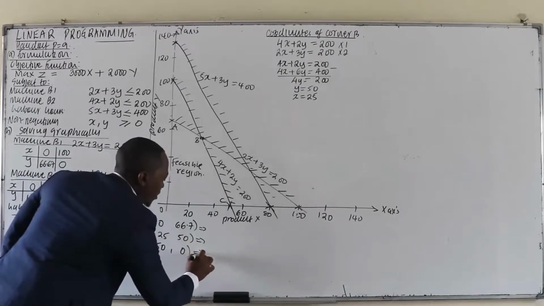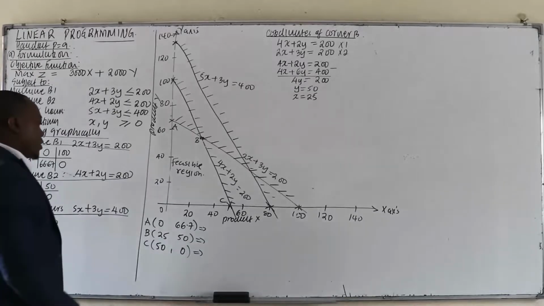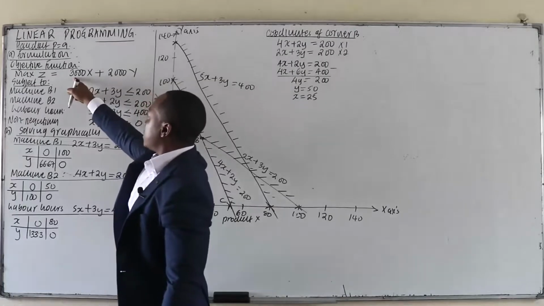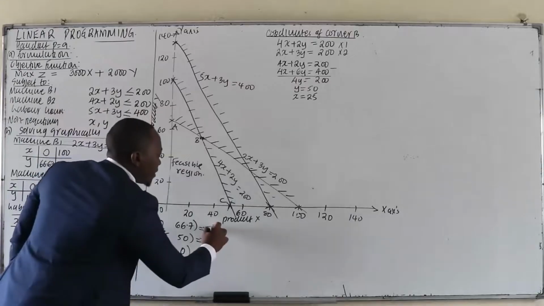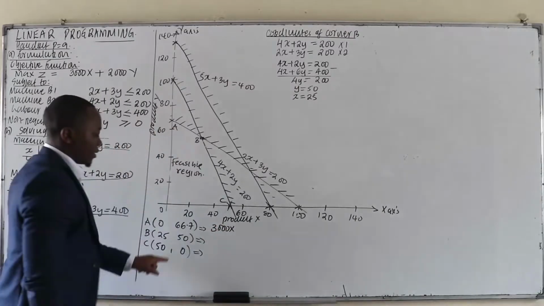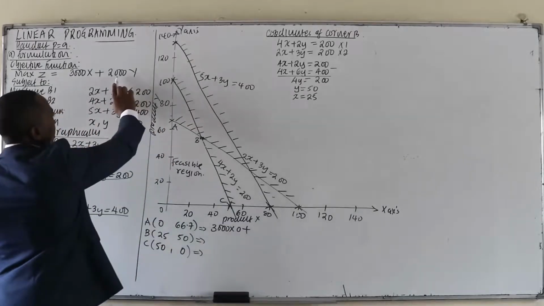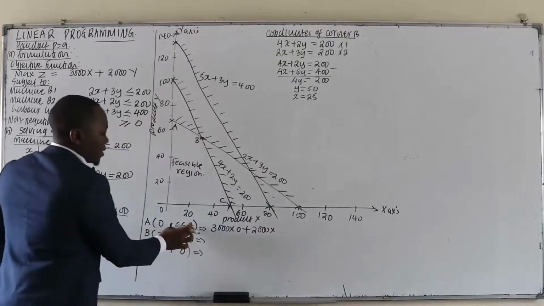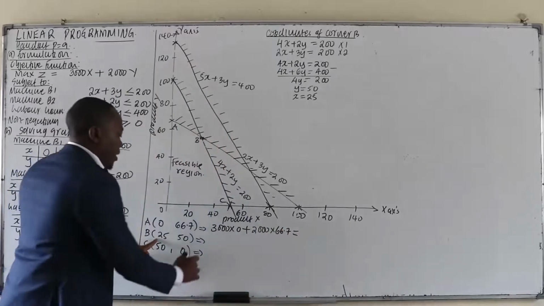So you want to determine, of the three points, which one is the optimal corner. The optimal point is the point that will result in a maximum profit. Now, these are the objective functions. For each unit of x you produce, it will give you 3,000. Each unit of y, 2,000. So for corner A, x is 0, and for each unit of y the profit is 2,000. In this case, our y coordinate is 66.7.